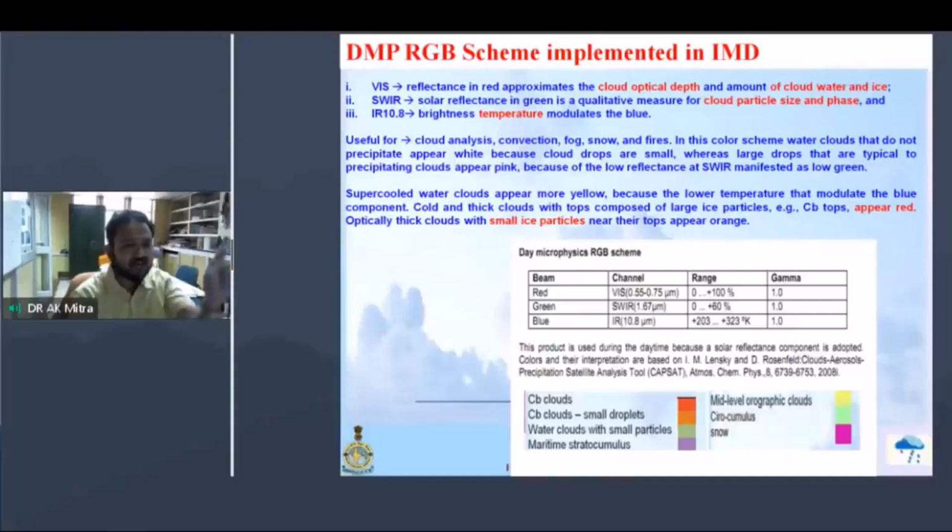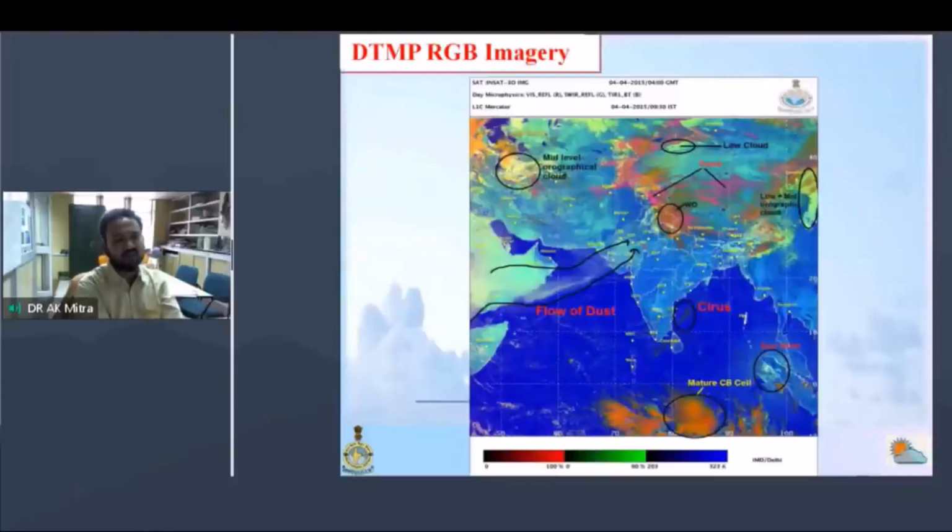So this is the science part. If you can see, visible basically gives the reflectance in the red beam, SWIR gives the solar reflectance in the green beam, and IR gives the brightness temperature for the blue beam. So it's useful for cloud analysis, convection, fog, snow, fires, and in this color scheme, water clouds that do not precipitate appear white. So this is very important for a weather forecaster, how they will look out. Now this is a very important imagery you can link with.